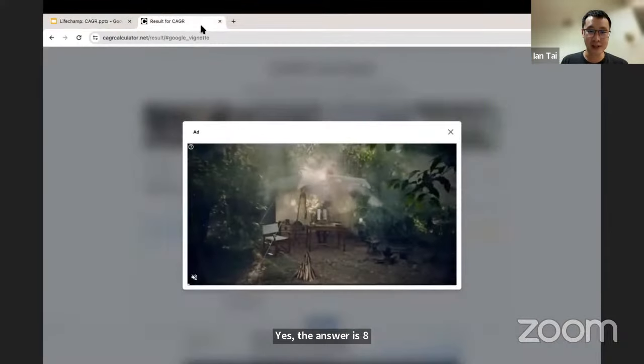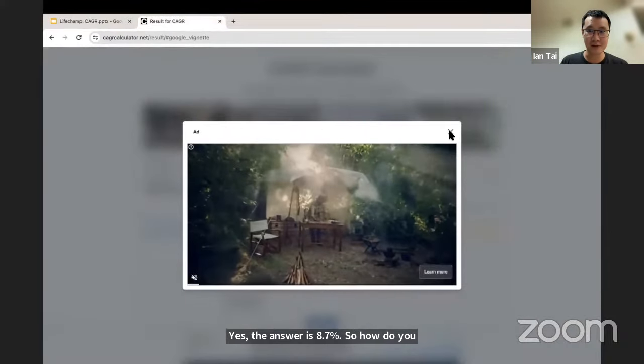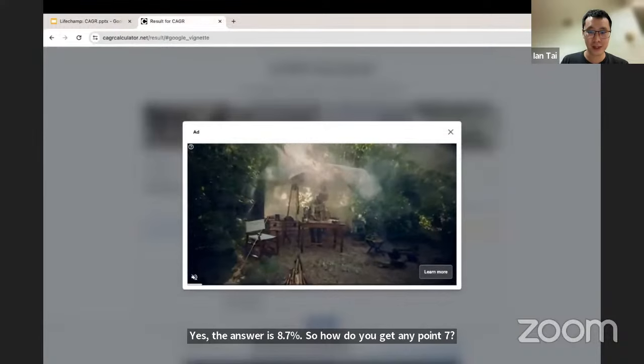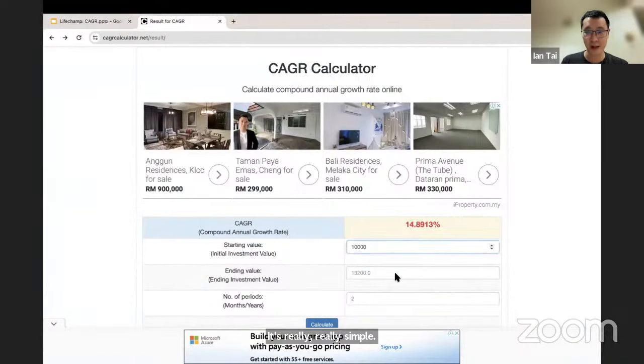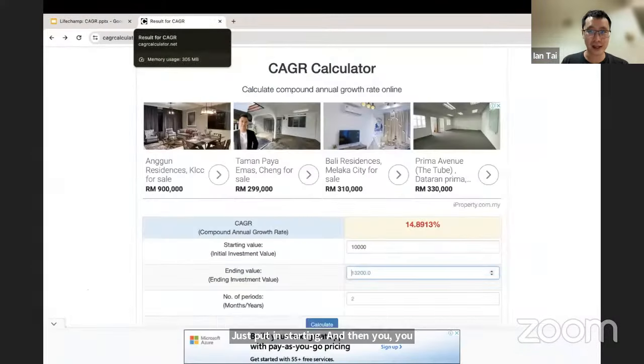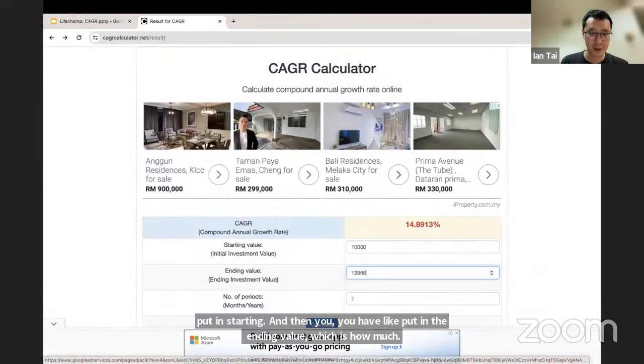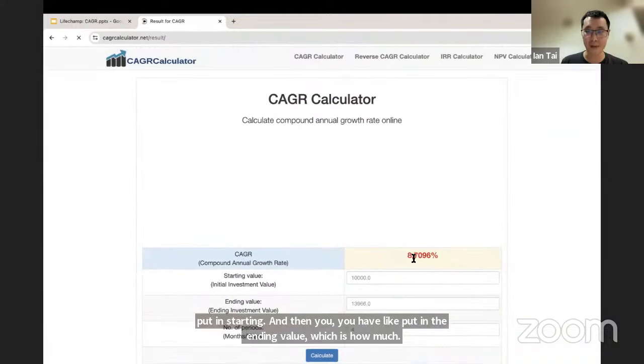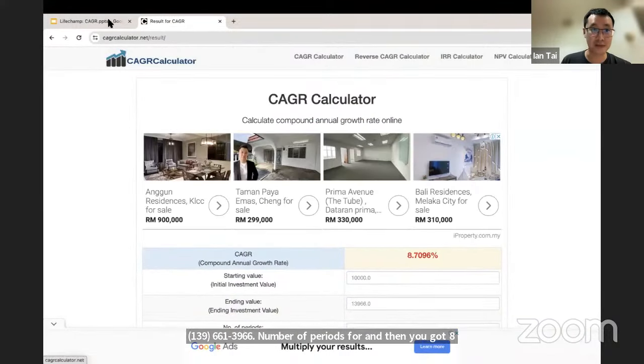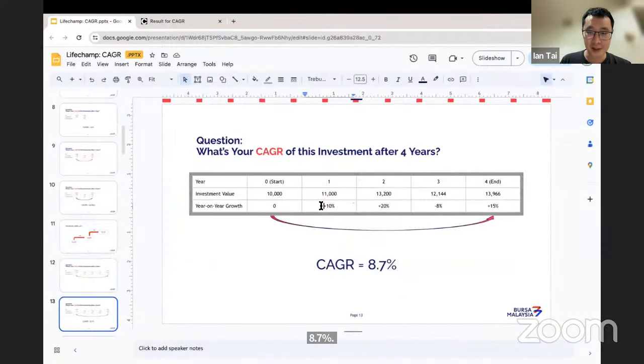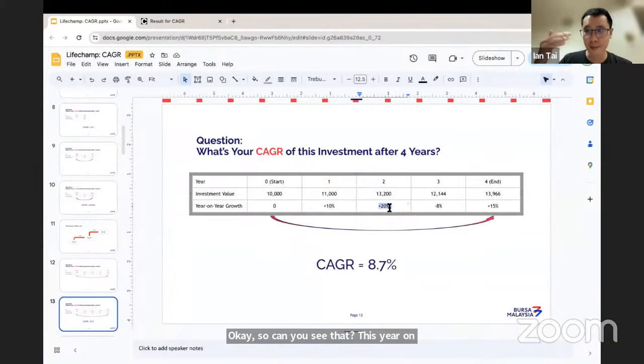So how do you get 8.7? It's really, really simple. Just put in the starting value, and then you put in the ending value, which is how much? 13,966. Number of periods 4, and bam, you got 8.7%. Okay, so can you see that this year-on-year growth, every year is different. +10, +20, -8, +15, this kind of thing. It seems to be very erratic on a year-on-year basis.